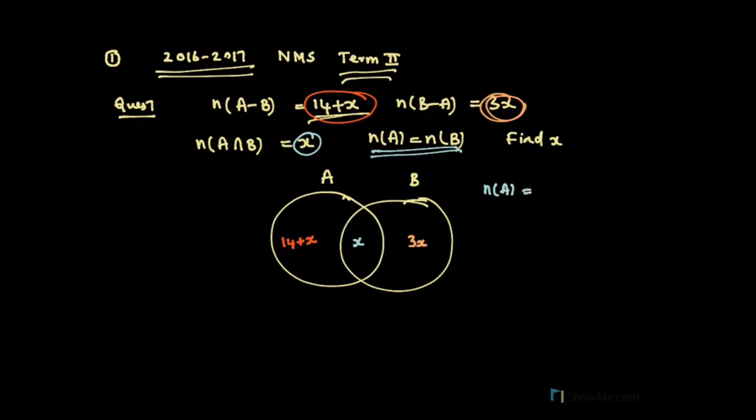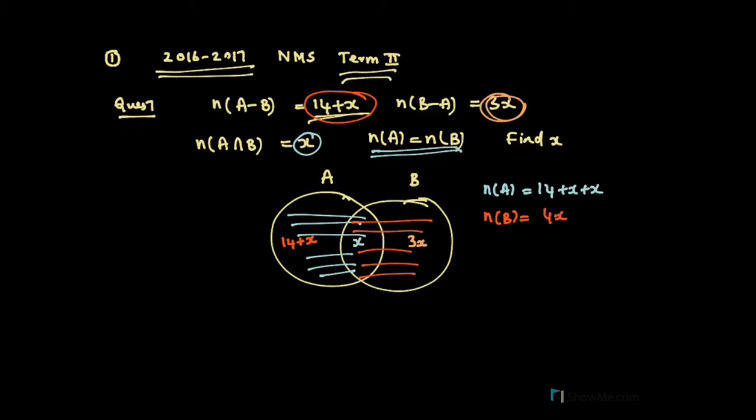So what is A? n(A) is equal to 14 plus x plus x, that is 14 plus 2x. And what is B? x plus 3x. So n of B is 4x. Now you are going to equate the two because they have given n of A is equal to n of B. So 14 plus 2x is equal to 4x. So that's how we get the value of x as 7. That's how we do this question number 7.